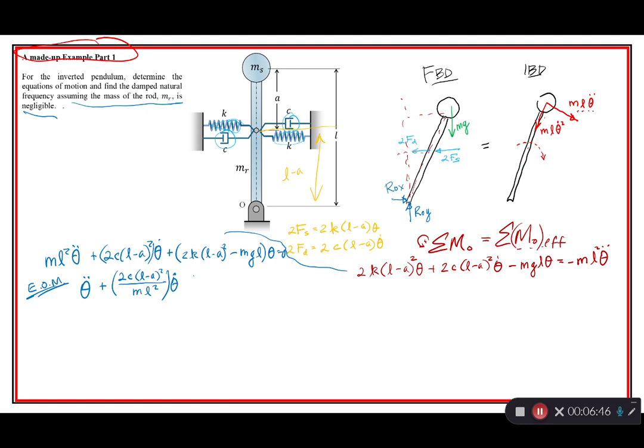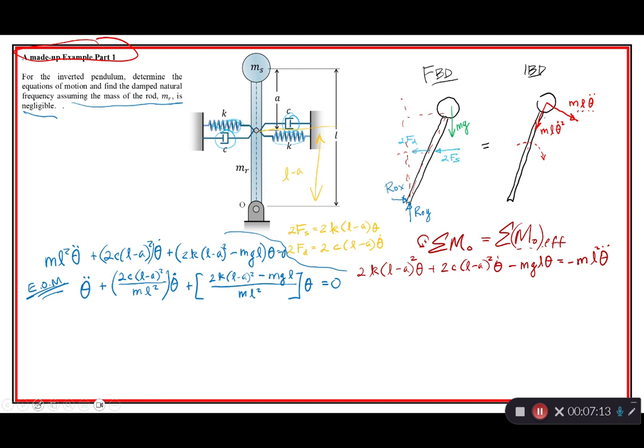Did I miss anything? No. Okay. Plus, and then this is a little bit longer, 2k(L minus a) squared minus mgL over mL squared, that's theta equals 0. All right, so there's the equation of motion. Sometimes we'll be asked for that.